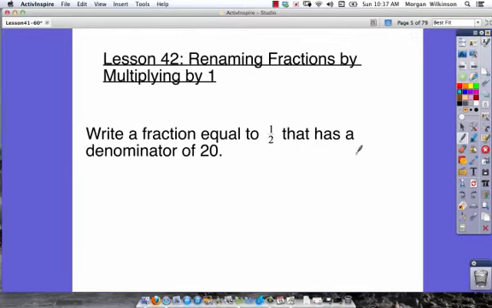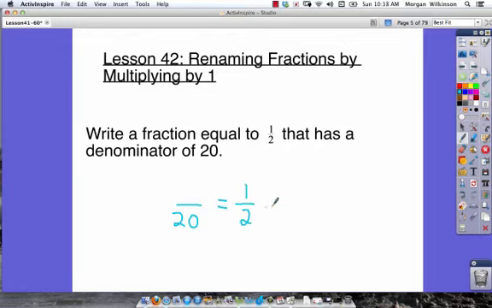Lesson 42 is about renaming fractions by multiplying by 1. Now the first question that we have today says, write a fraction equal to 1/2 that has a denominator of 20. If we want to do this, what we're saying is we want a fraction equal to 1/2. So something's going to be equal to 1/2 that has a denominator of 20.